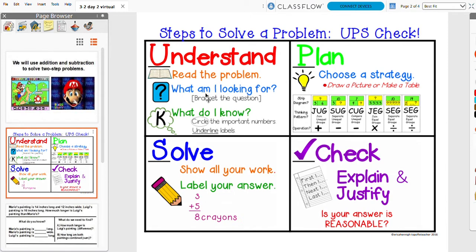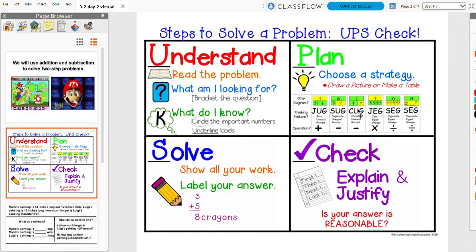So when you go back and you look for what the problem is asking you to do, one strategy is to bracket the question. And then what do I know? Circle or underline the important numbers to try to take away the information that you need.